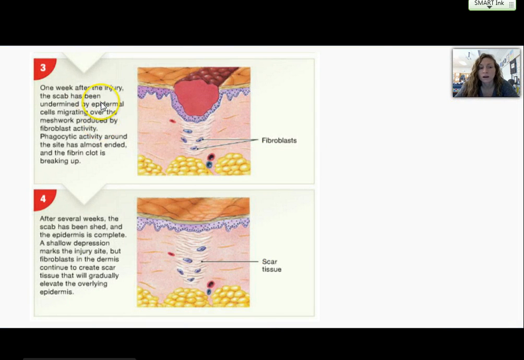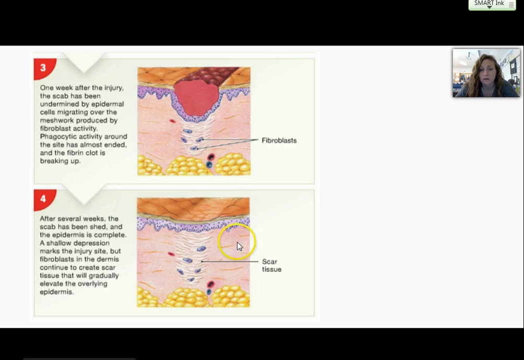Steps 3 and 4. It was about 1 week after injury. The scab has been undermined by epidermal cells. Okay, and we have these fibroblasts that help with that activity. There's still phagocytic activity around the site slightly, but it's almost ended, and the fibrin clot is breaking up. And then after several weeks, the scab has been shed and the epidermis is complete.